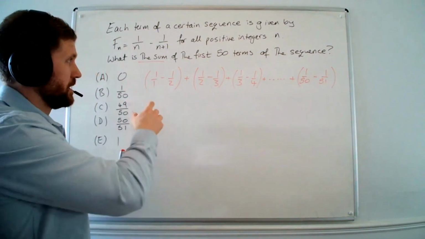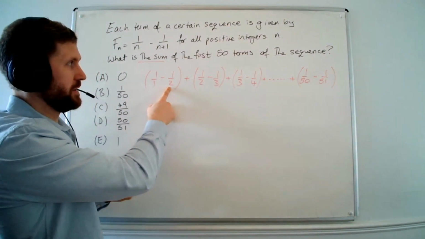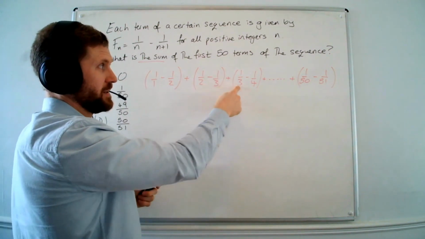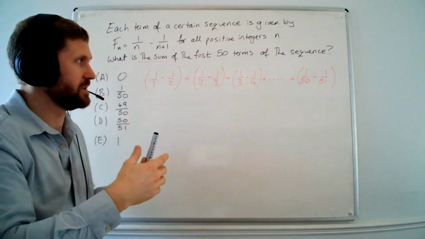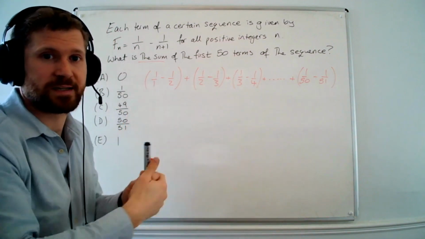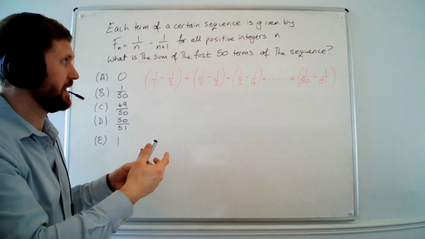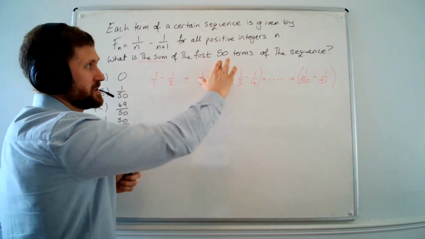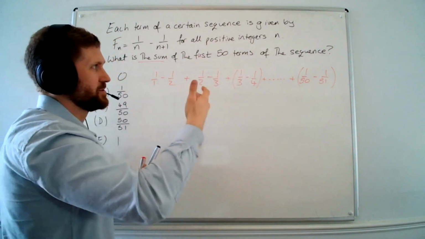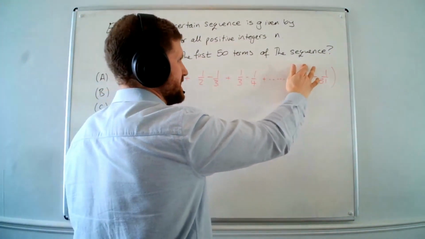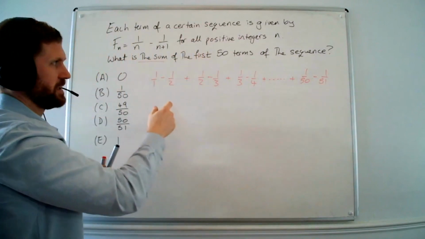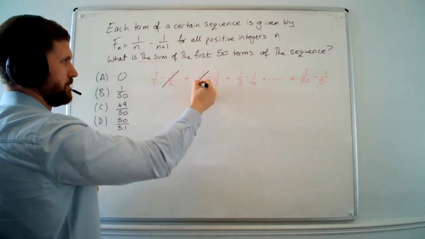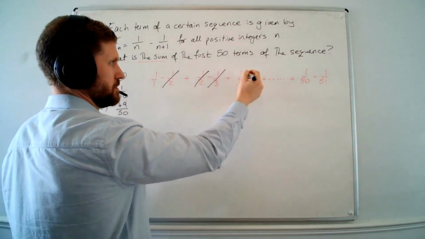I've got negative a half, and then I've got plus a half, and I've got negative a third, or take away a third, and then I've got add a third. Now that pattern continues. We can write out as many of these terms as you like in order to see that. But what I can do here is take away the sets of parentheses because they're not doing anything. There's no multiplication there. If I take those away, then I've just got subtract a half, add a half. Those two cancel each other out. Subtract a third, add a third.